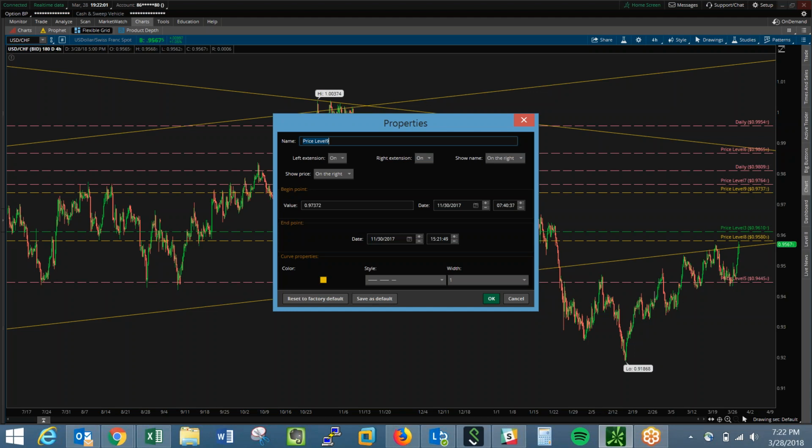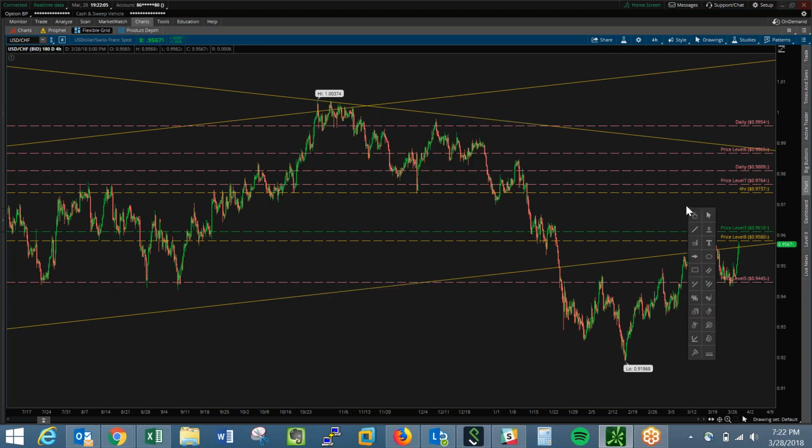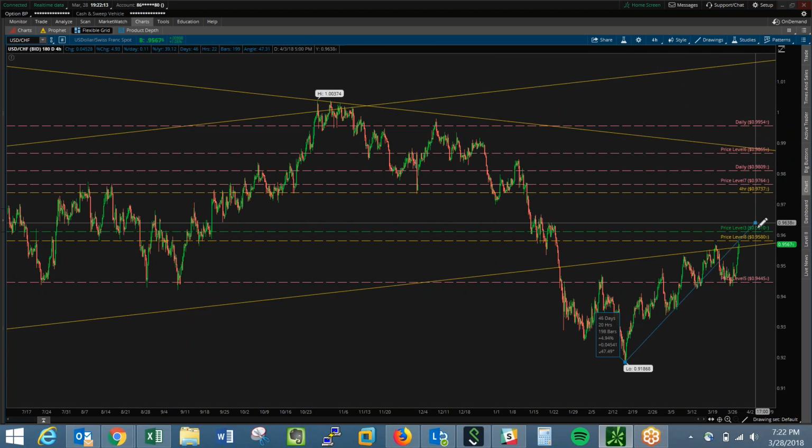Sorry, I went on a little bit of a side tangent there, but I just wanted to show you how quick this is, right? I'm already almost done with opportunities on the higher time frames for the dollar Swiss.